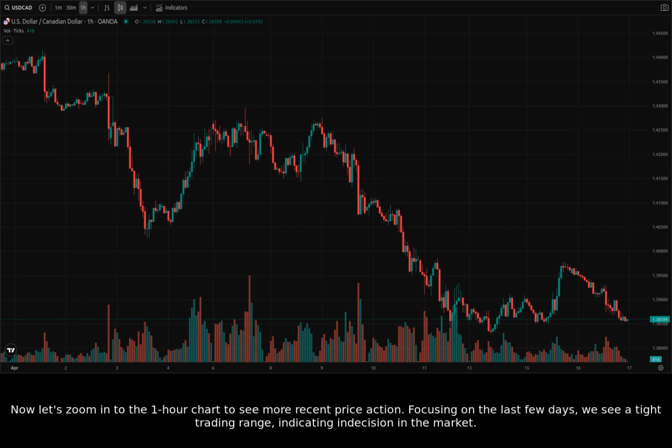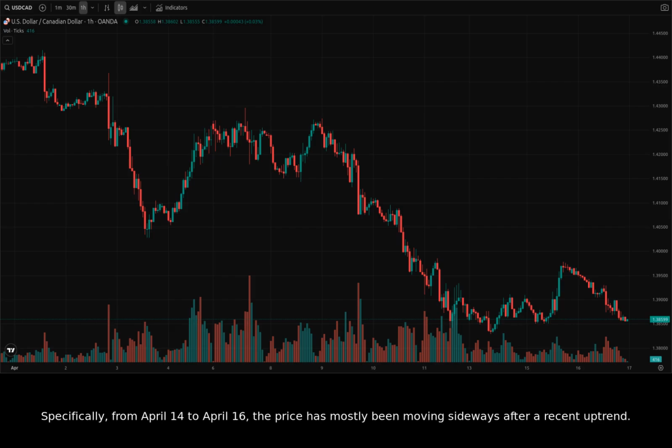Now let's zoom into the 1-hour chart to see more recent price action. Focusing on the last few days, we see a tight trading range, indicating indecision in the market. Specifically, from April 14th to April 16th, the price has mostly been moving sideways after a recent uptrend.